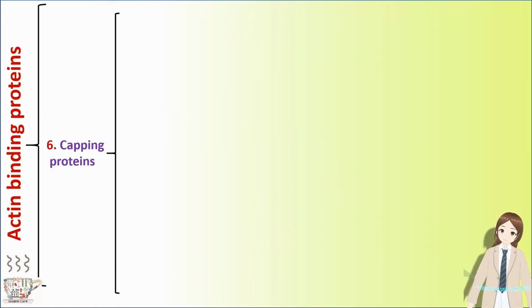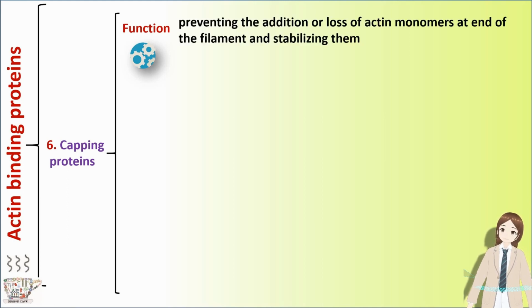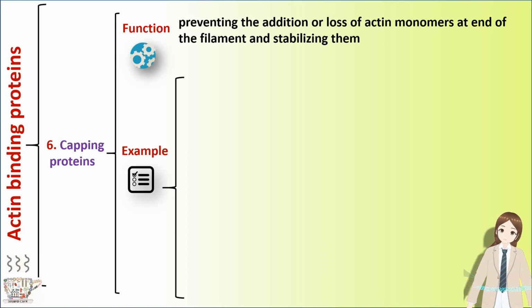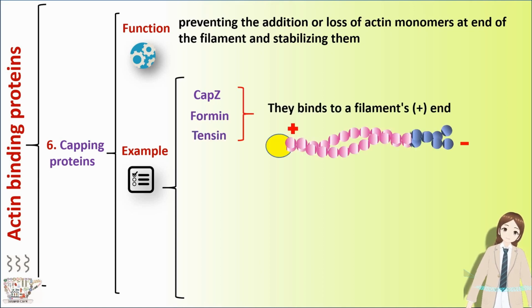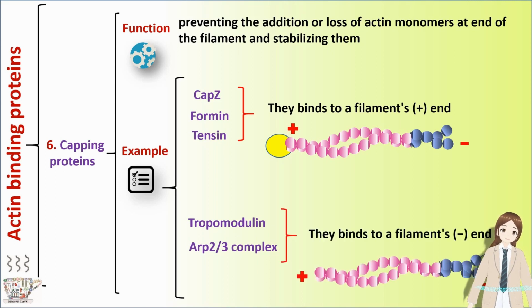Capping proteins. They play a role in preventing the addition or loss of actin monomers at the end of the filament and stabilizing them. Examples of capping proteins are CapZ, formin, and tensin. They bind to a filament's plus end. Tropomodulin and ARP2/3 complex. They bind to a filament's minus end.